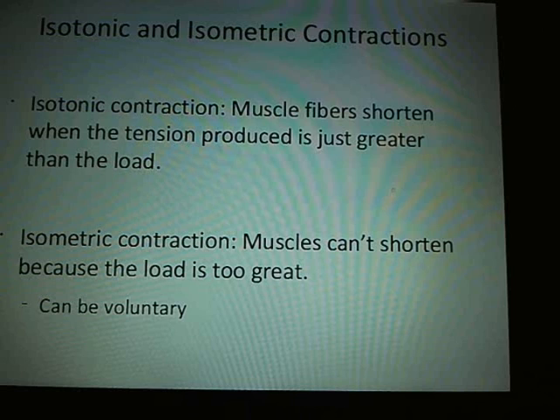Now, in an isometric contraction, muscles can't shorten because the load is too great, and that can be voluntary. You have people that do isometric exercises. It helps strengthen the muscles. The muscles are not shortening because of the weight of the object, whether it's the chair you're sitting on, and obviously you can't lift yourself off the ground if you're lifting the chair you're sitting on. That's the type of isometric exercise.